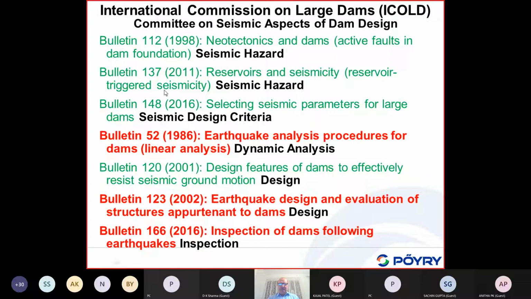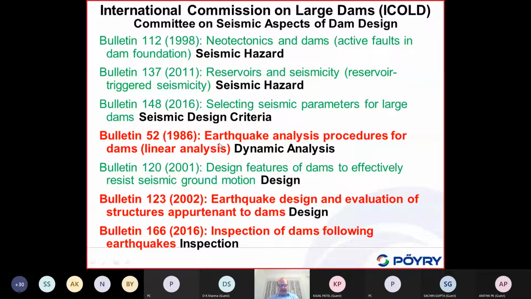Then we discussed Bulletin 148, which I think is a very important one, which is concerned about seismic design criteria, because they have changed and it has a large impact on most people who do the analysis and those who have to confirm basically that the earthquake safety of a dam is okay. Now, we have also discussed previously the design aspects of dams. What are the best design features to arrive at a dam which will behave favorably during strong earthquakes?